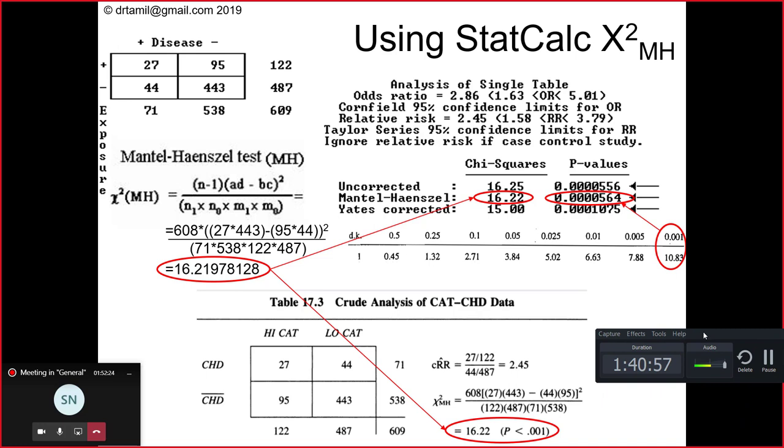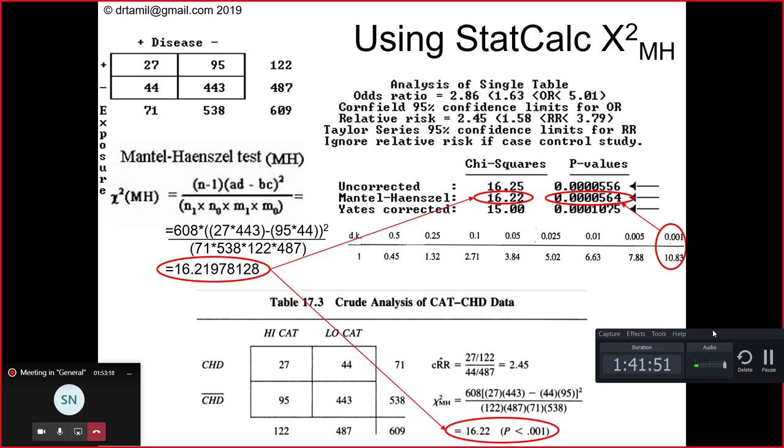Doctor, what are you talking about here? There are two kinds of Mantel-Haenszel tests. What am I talking about? This different Mantel-Haenszel test is meant for another thing. It is not meant for stratification. It is similar to chi-square. Okay, so you got Pearson chi-square, you got Mantel-Haenszel, and you got Yates corrected inside the StatCalc.